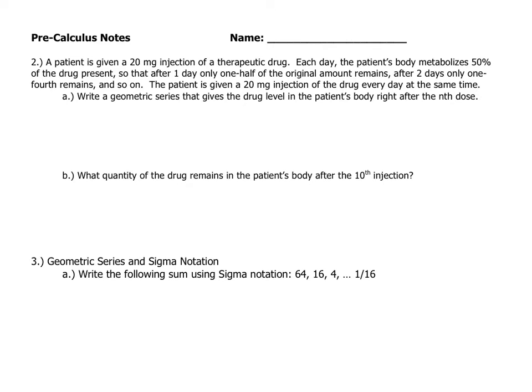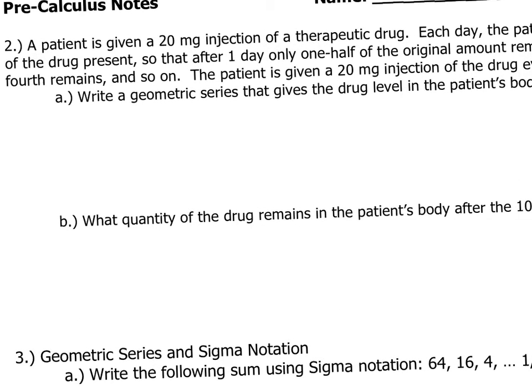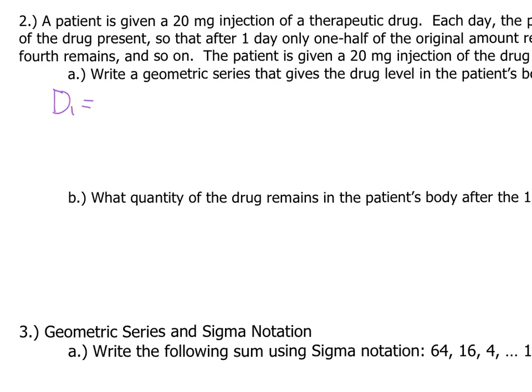Okay? So in the first part, kind of similar to the last example, we are first going to write a geometric series that gives the drug level in the patient's body right after the nth dose. So let's start this in a very similar way to how we started the first example. So what do you want to call this? D for drug? So D sub 1 is what? 20.